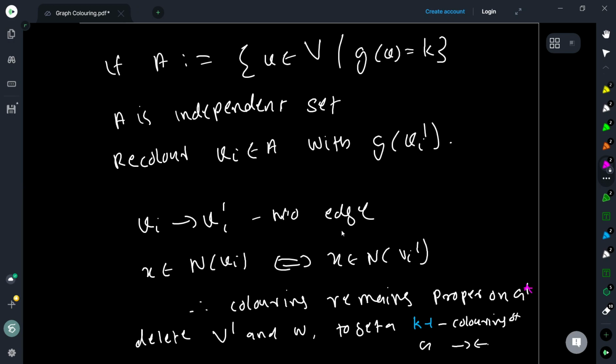And then delete the vertices V dash and W to get a k minus 1 coloring of G, which is a contradiction. So we prove that the Mycielski construction gives a graph whose chromatic number is one more than the chromatic number of the graph that we started with. And if the original graph is triangle free, the new graph is also triangle free.